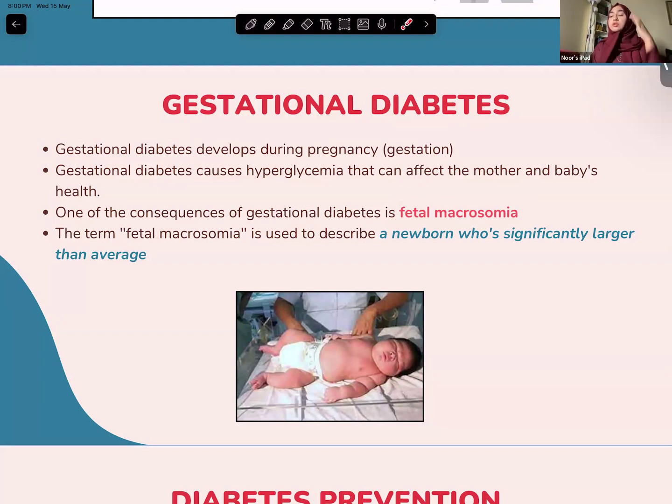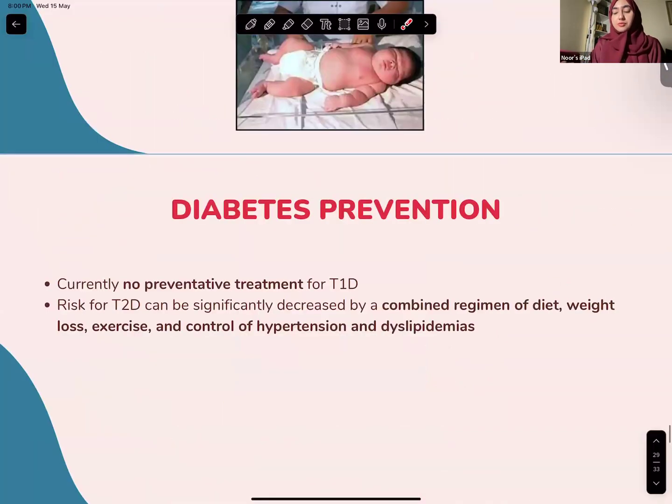Like, the normal weight is 3.5 kilograms. So this kind of baby could be around 5, 6, 7 kg, which is more than normal. So that is called fetal macrosomia.